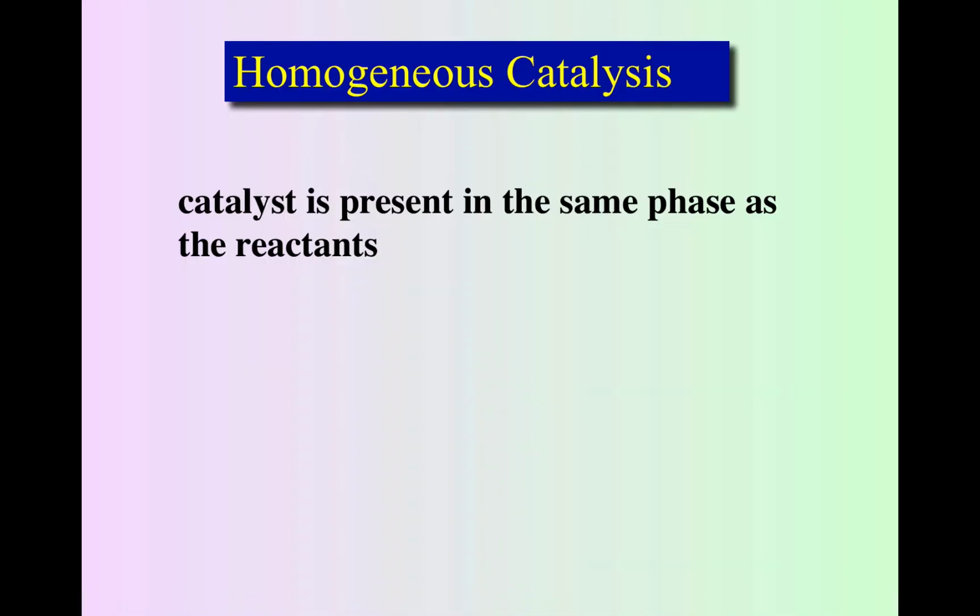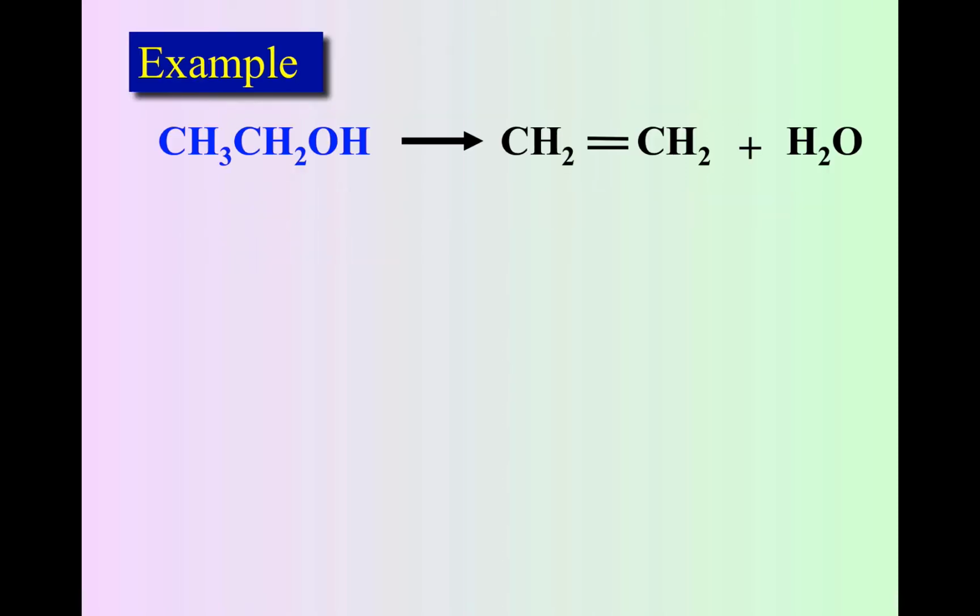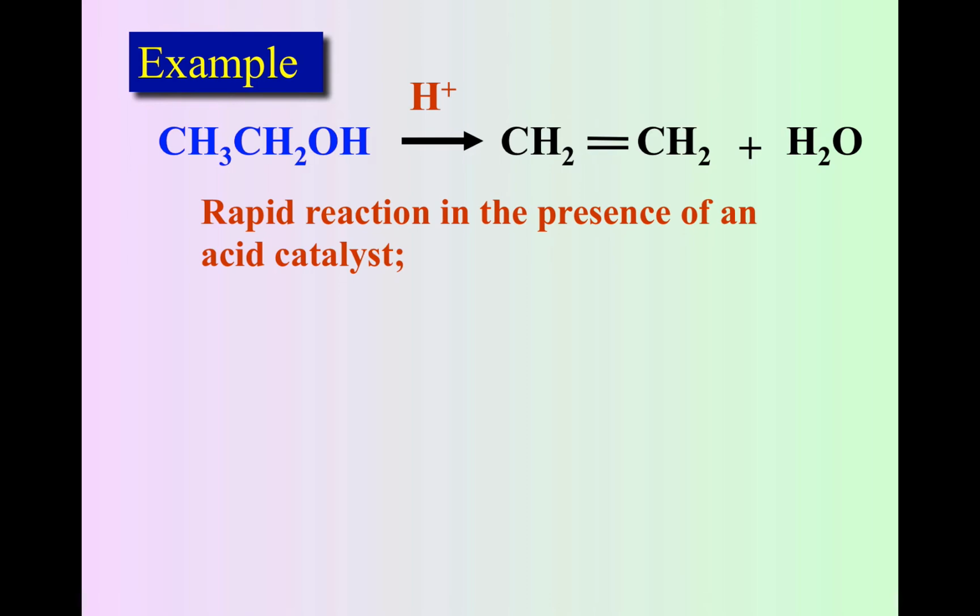With a homogeneous catalyst, they're in the same phase, right? So for example, the aqueous phase. So we have ethanol being turned into ethene and water. Really slow unless you use H+, and then it really goes fast.